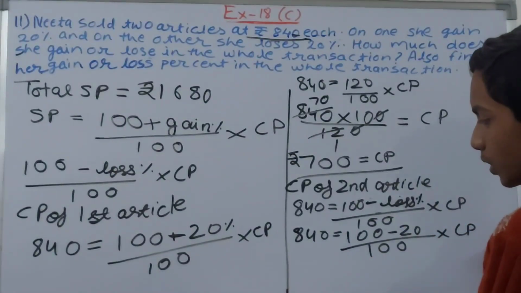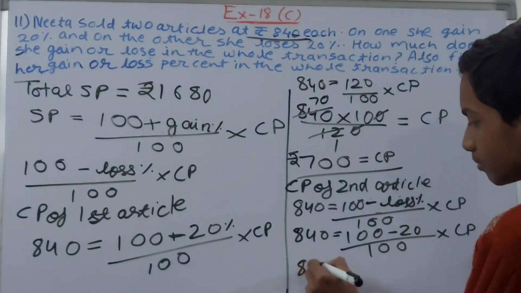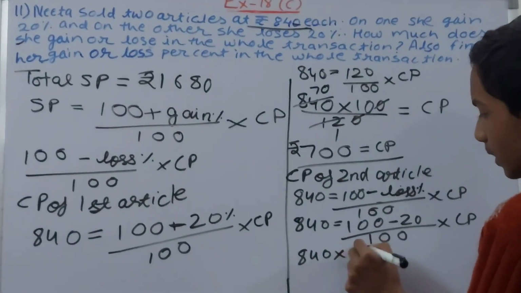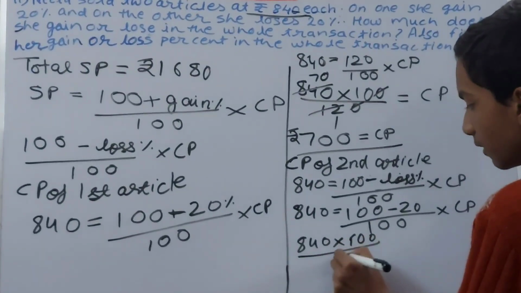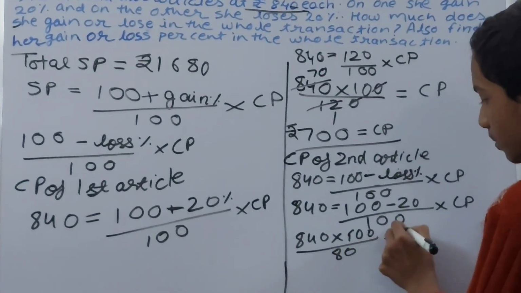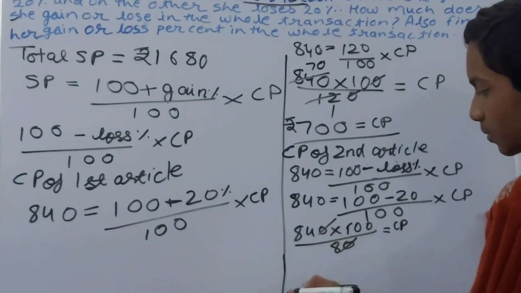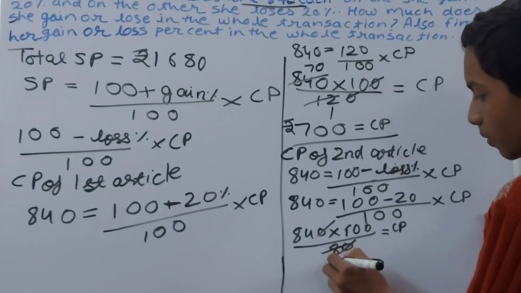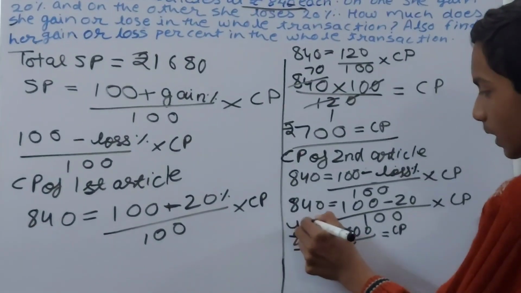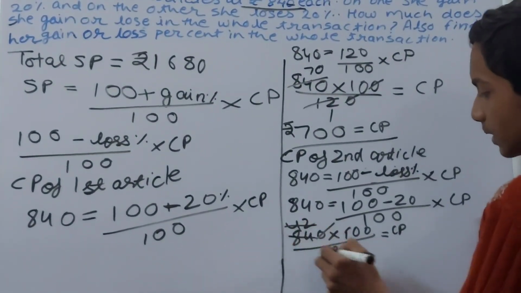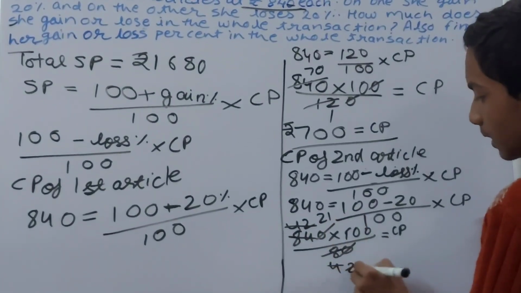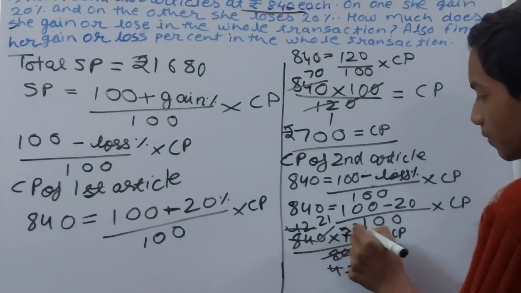CP, right? So what does this become? 840 into 100 upon 80, equals the cost price. So this one gets cut, this one gets cut, and then this will be cut. So 4 here and 4 here, and 2 4 2, again cancel this, so 2 here and 21 here, then cancel this 1 and 100, so 50.